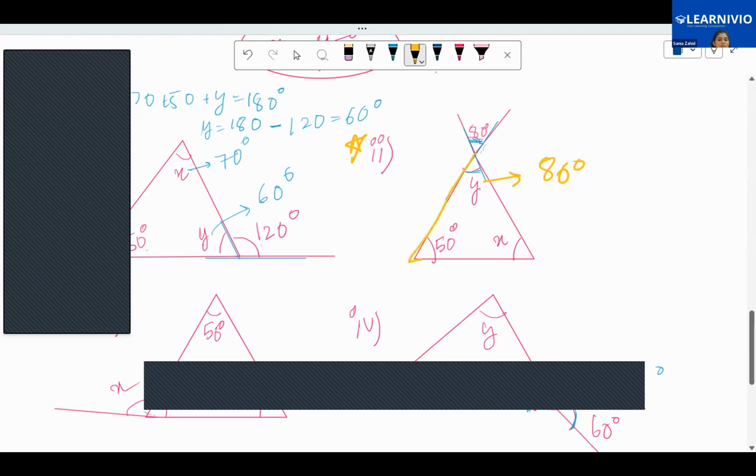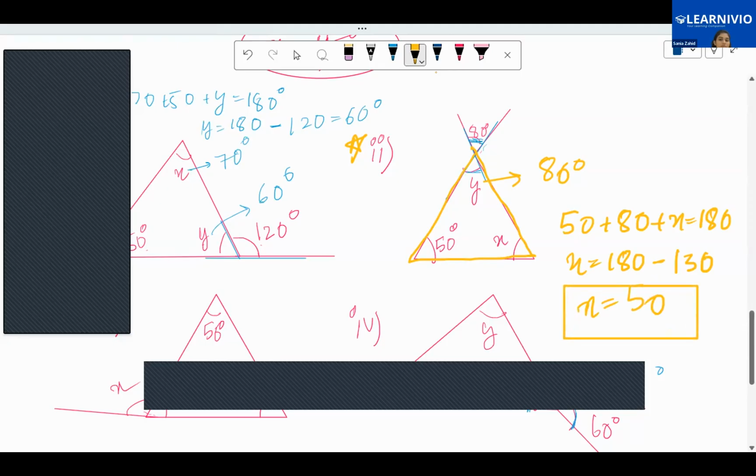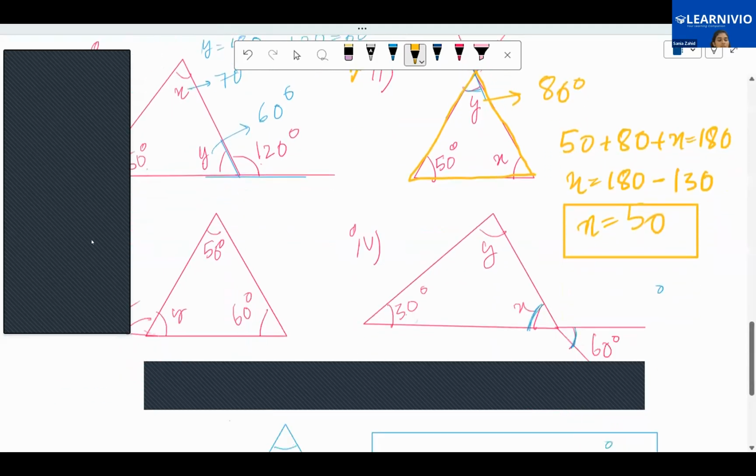What is the angle sum property? It says that in a triangle, the sum of all three angles of a triangle is equal to 180 degree. So 50 degree plus 80 degree plus x is equal to 180 degree. So x is equal to 180 degree minus, what is 80 plus 50? 130. So 180 minus 130, x is equal to 50 degree. Do you understand this? Yes, ma'am. So you have to use the angle sum property, simple.